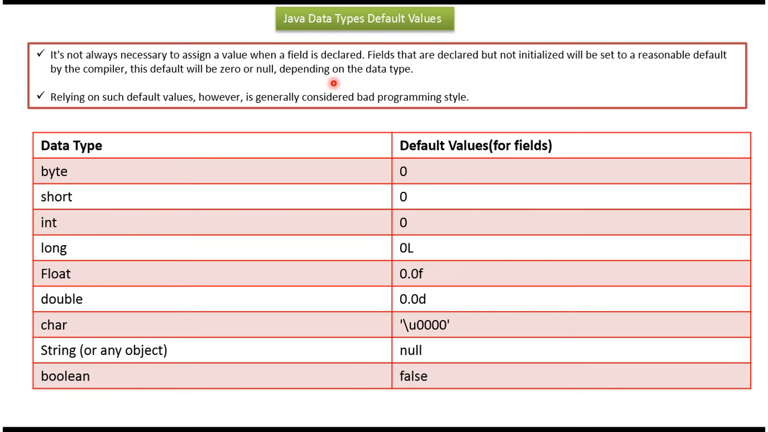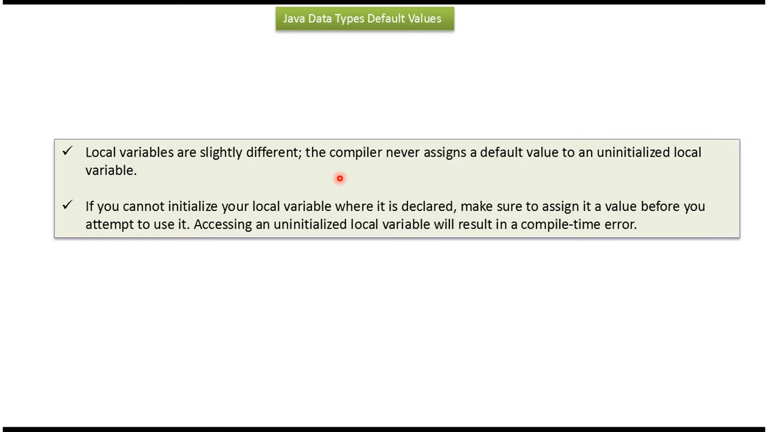Suppose if we declare a field but it is not initialized, then the compiler will assign the default value. The compiler will never assign a default value to an uninitialized local variable. So if you declare any local variable, it is better to assign some value to it. Else, if you try to access a local variable which is not initialized, then the compiler will throw an error. And this is about Java data types and default values.